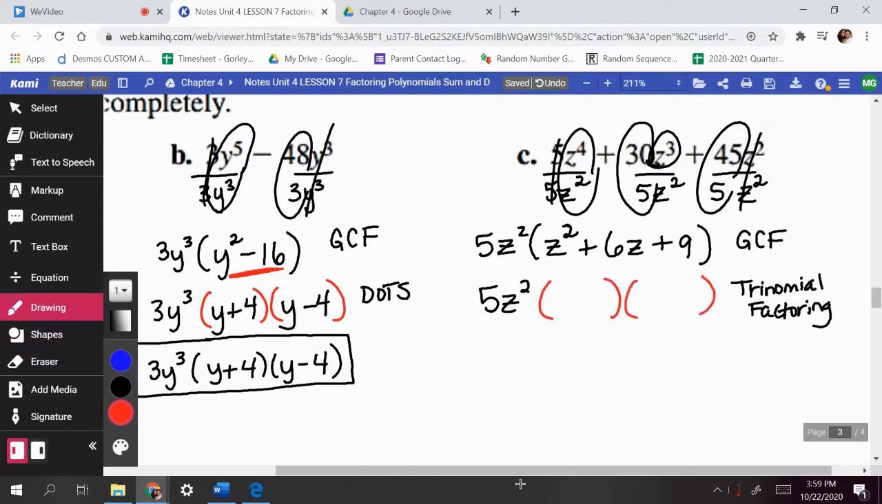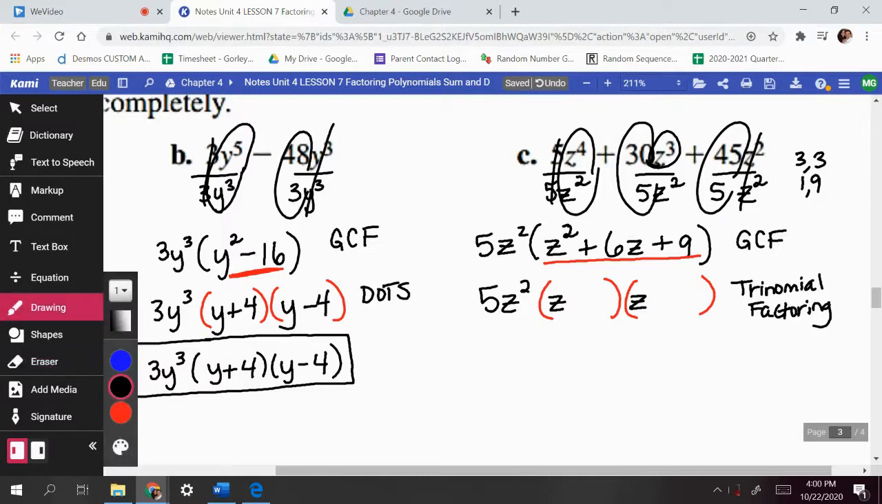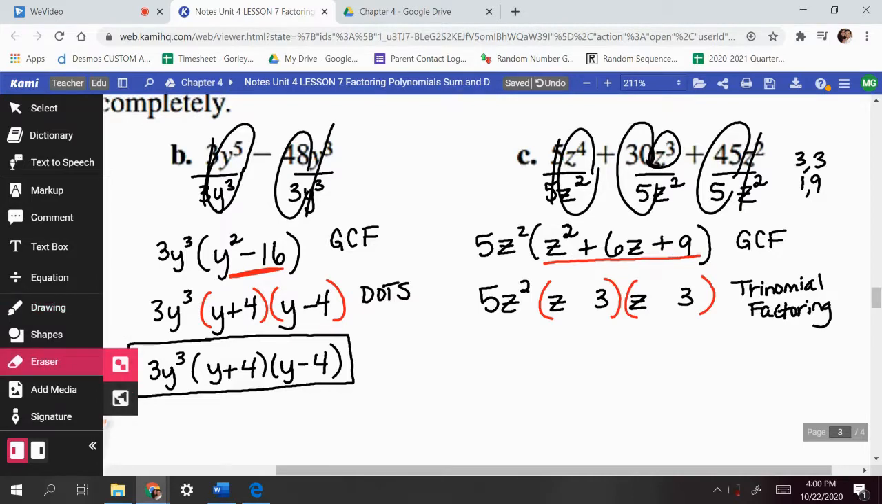Again, we're trying to factor this right here. What times what is z squared? It's going to be z times z. What are some things that multiply to give you 9? 1 and 9, 3 and 3. Look back. What's going to help you get to 6? 3 and 3. Because these are all plus signs, that means that we're going to use all plus signs in the factored form as well.